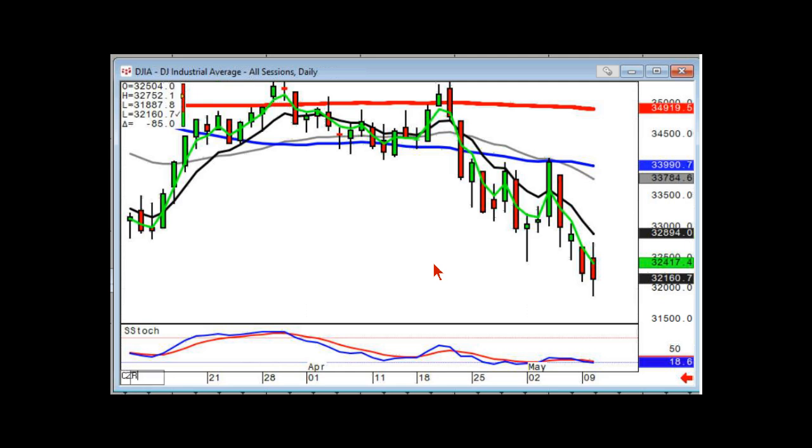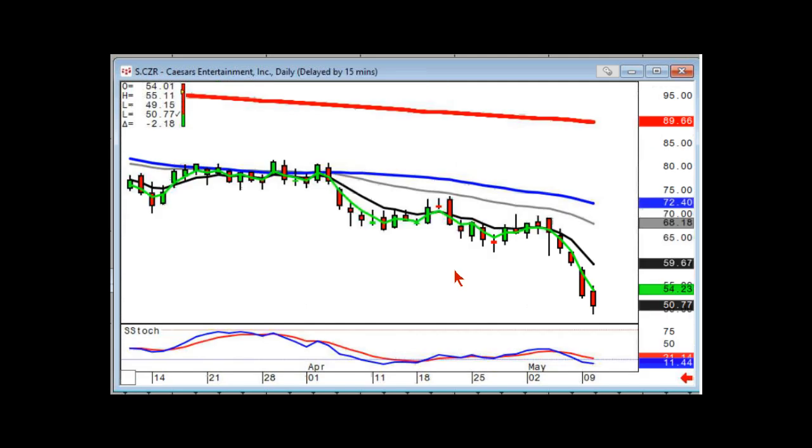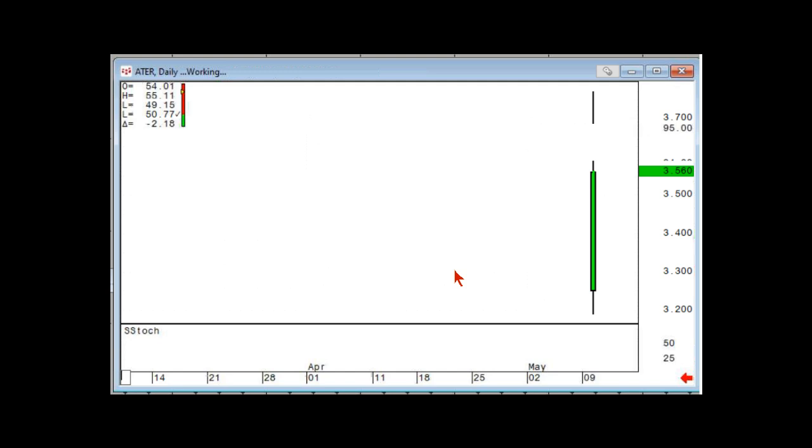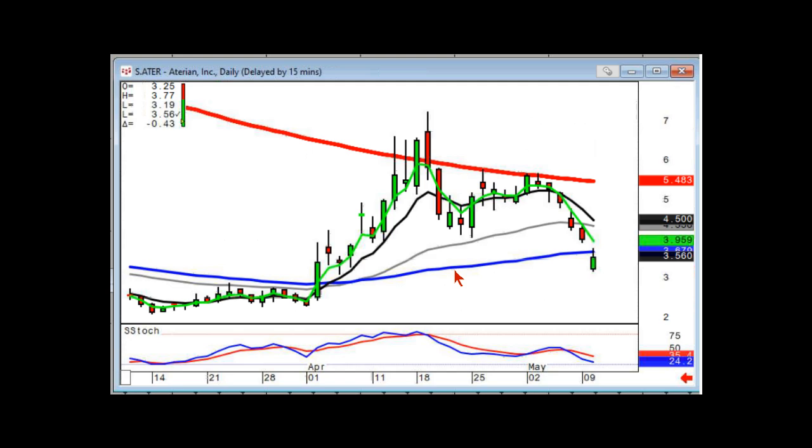Caesars, stay short. Yes. ATER. Stay short if you could short it. I guess if you got in it short, you can stay short. I can't imagine they would let you short a $3 stock, but they're doing a bunch of stuff.